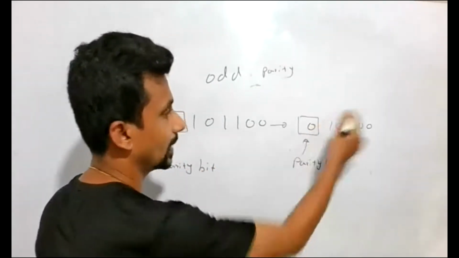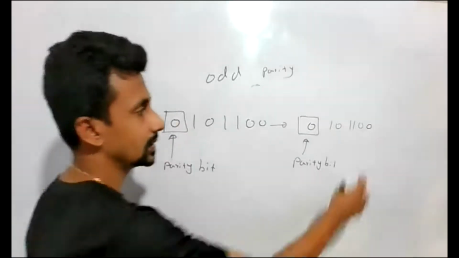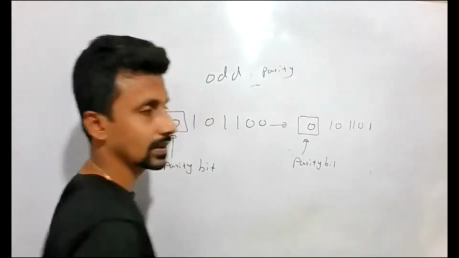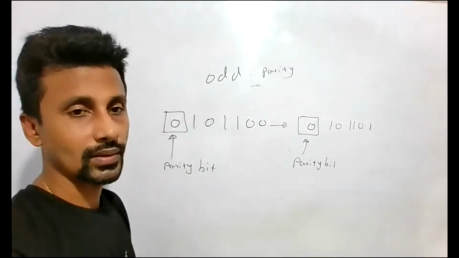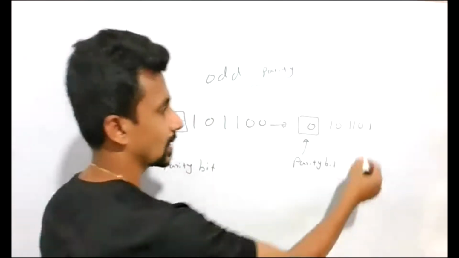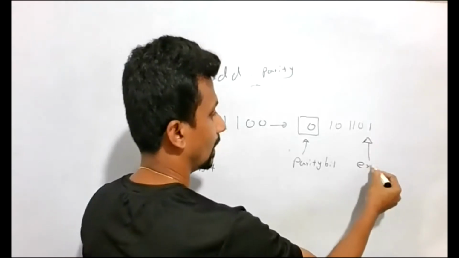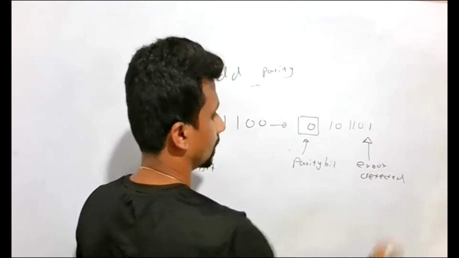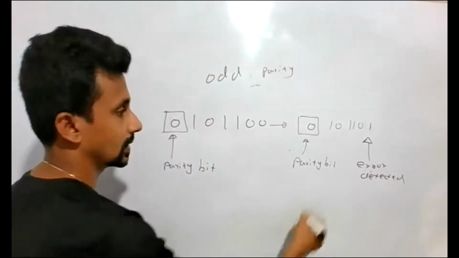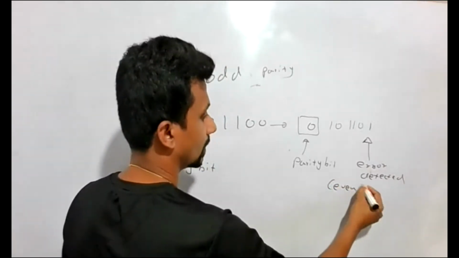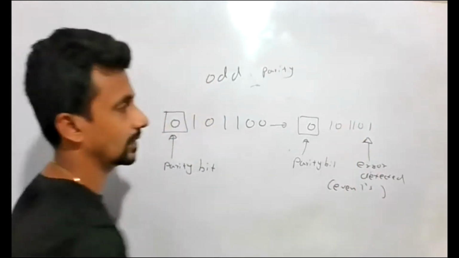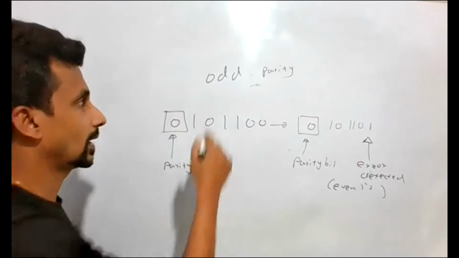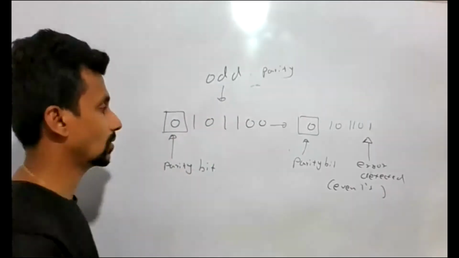So here too the data goes in the same way. Right? Suppose this bit is changed to 1. Then the count changes. As soon as it changes like this, the error is detected. Let's say because the count of ones has become even, from that you are finding there's an error. So this is called odd parity.